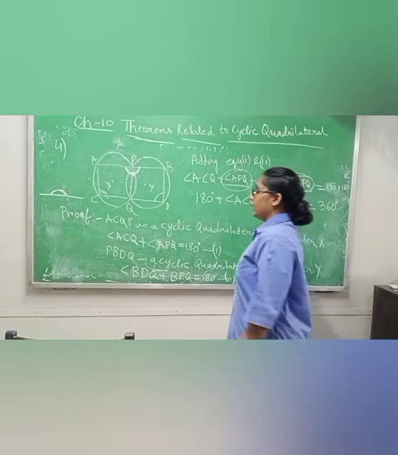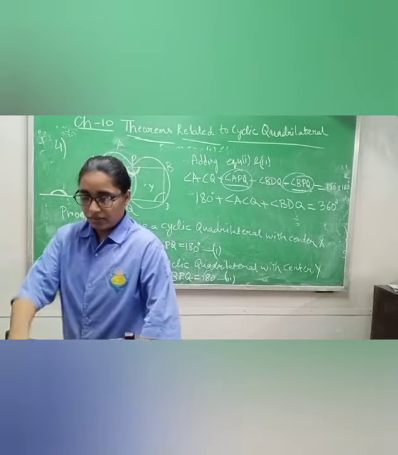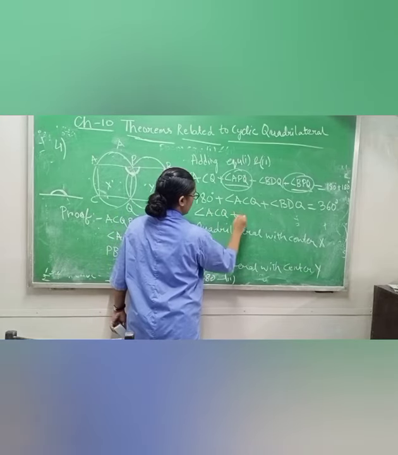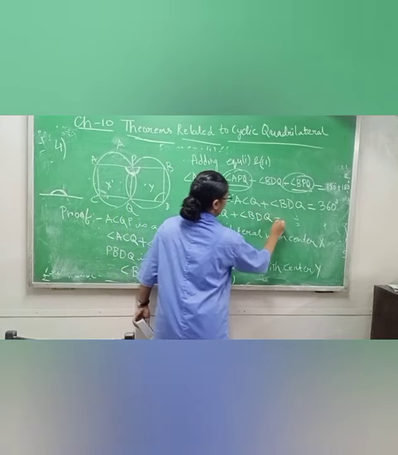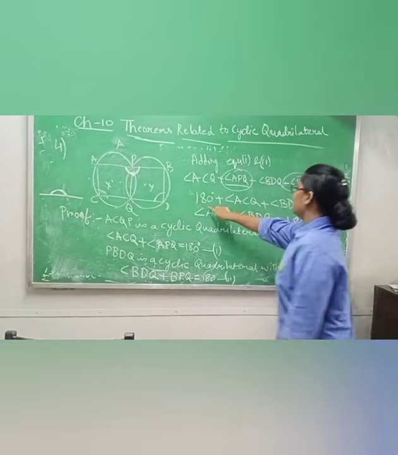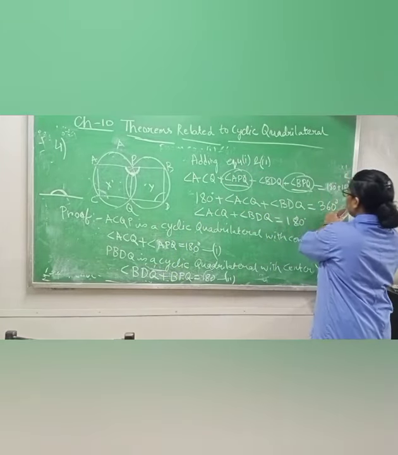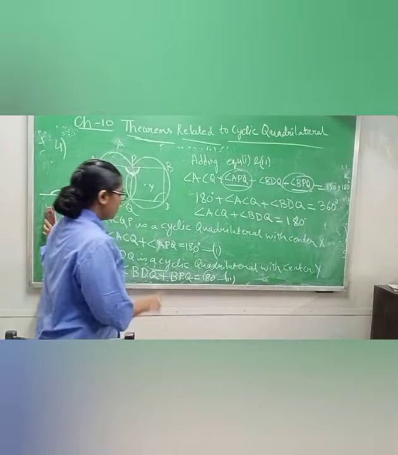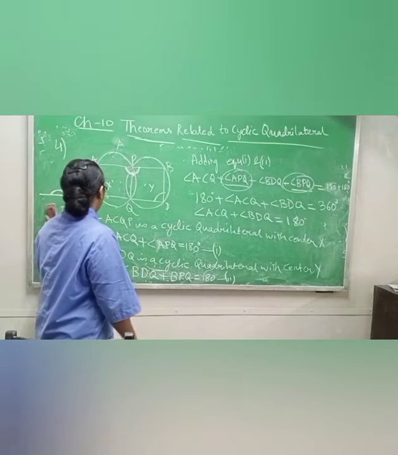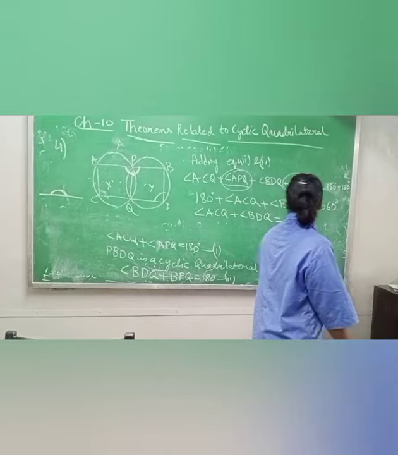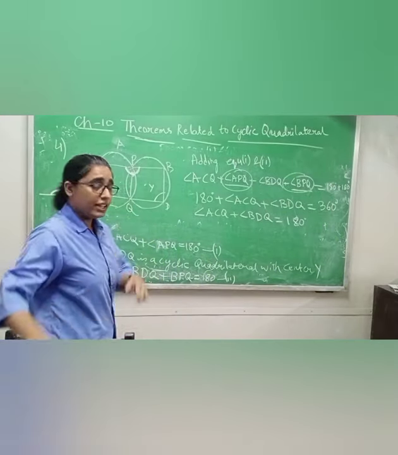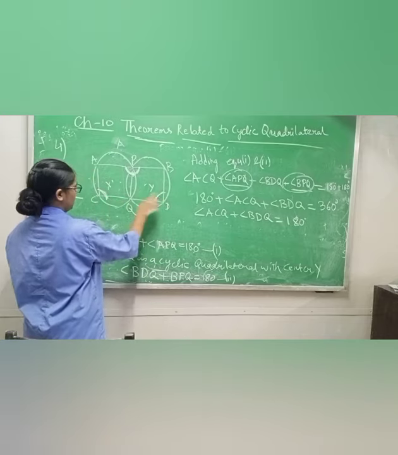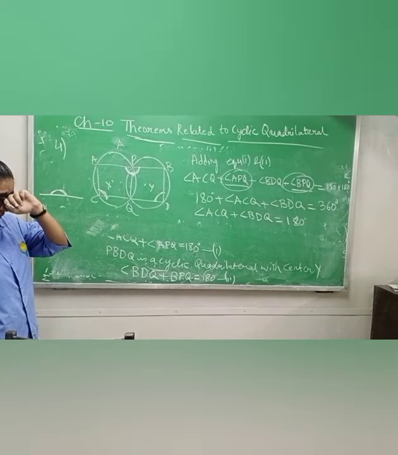Okay, now 180 degrees I am taking that side. If I take that side, what will happen? Angle ACQ plus angle BDQ will become 180 degrees, because 360 degrees is already here and 180 degrees will subtract, giving you 180 degrees. Okay, pause your video and please copy this one because I have to draw this one. Now it means that this angle ACQ and this angle BDQ, the sum of these two angles is 180 degrees.